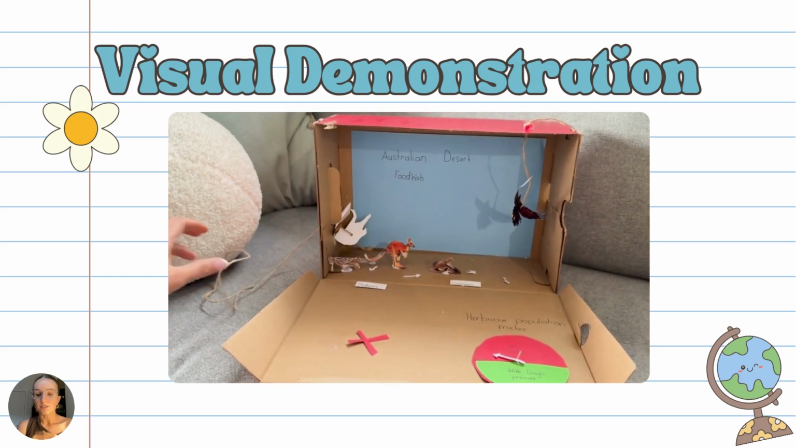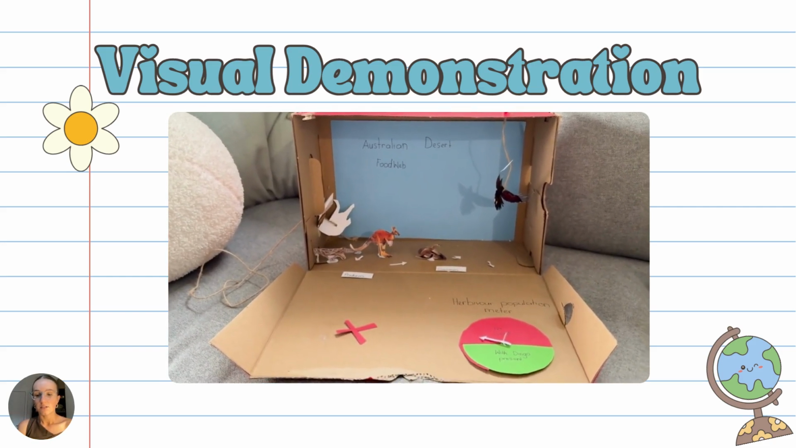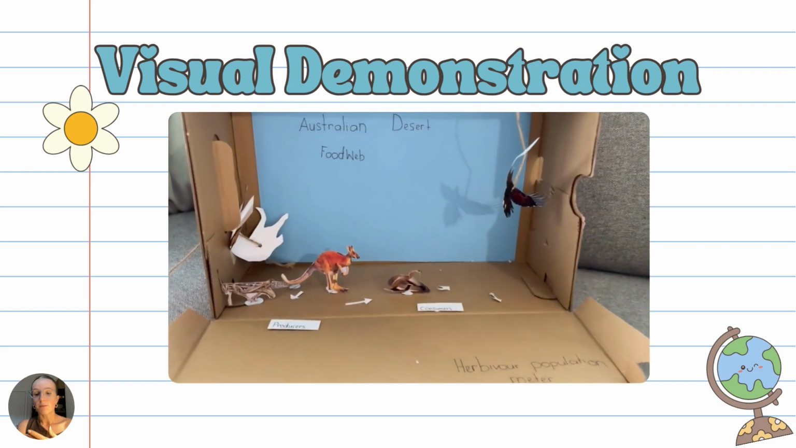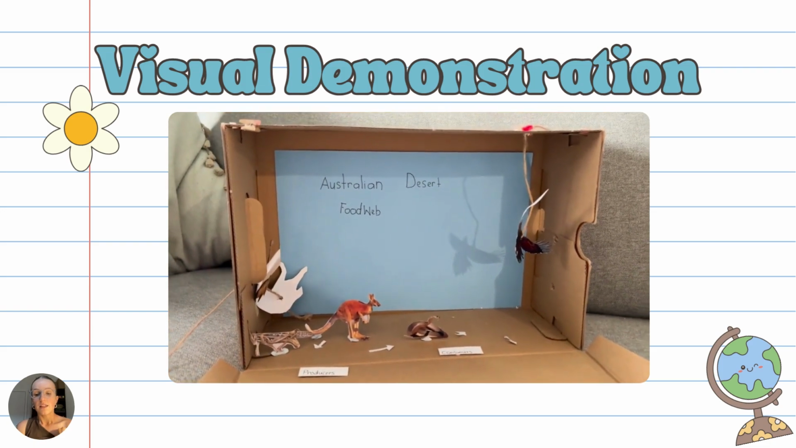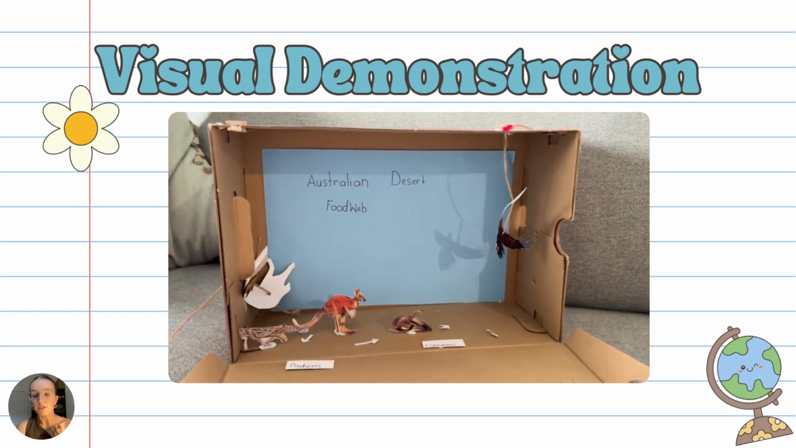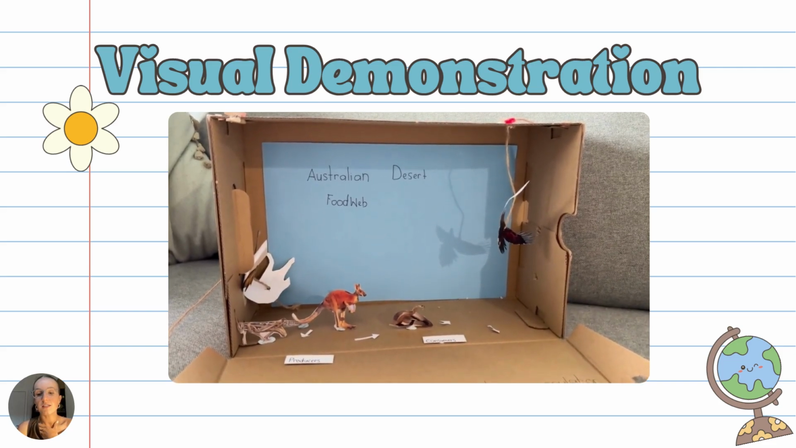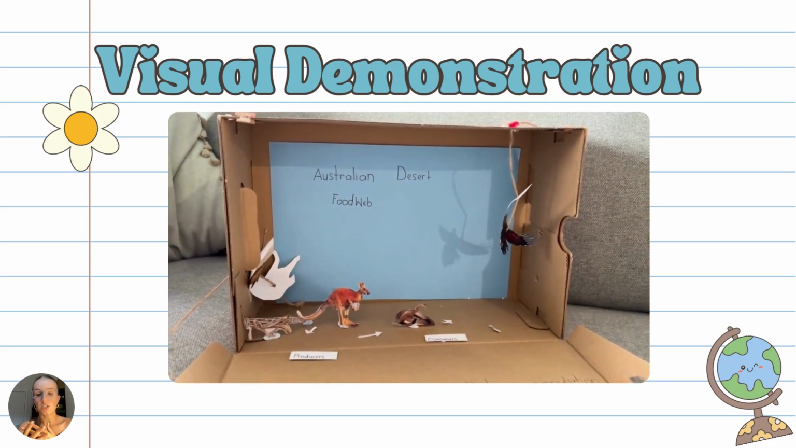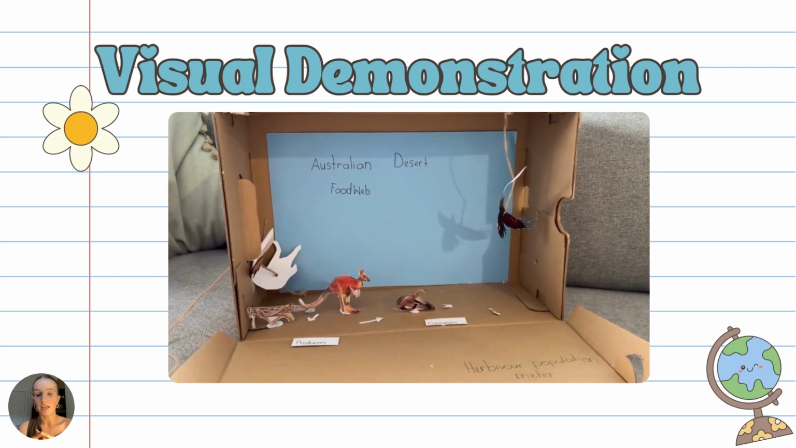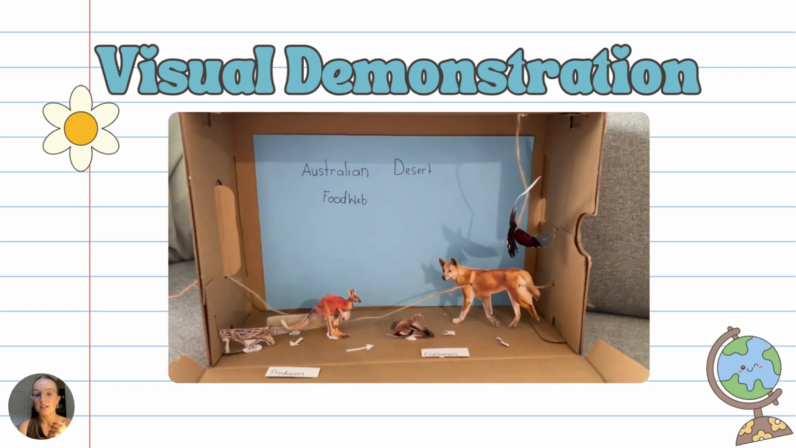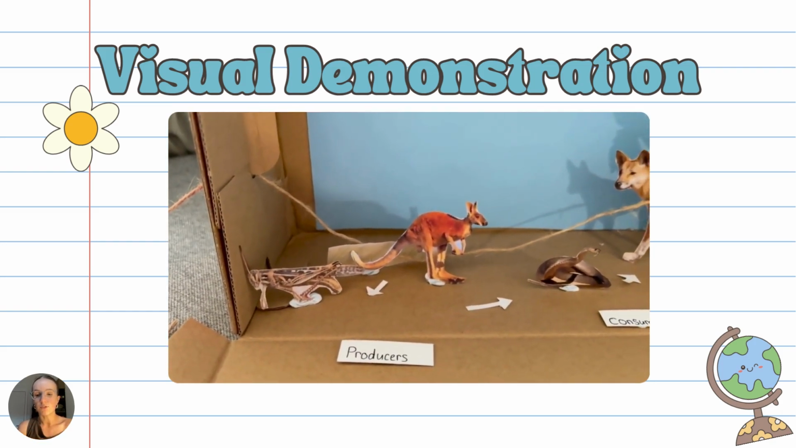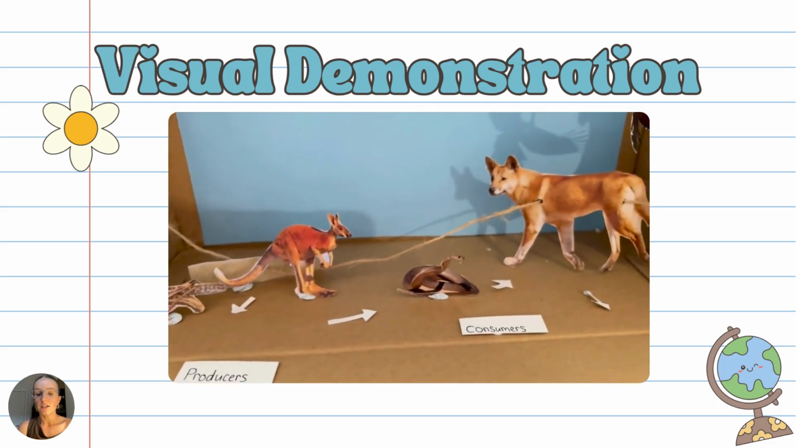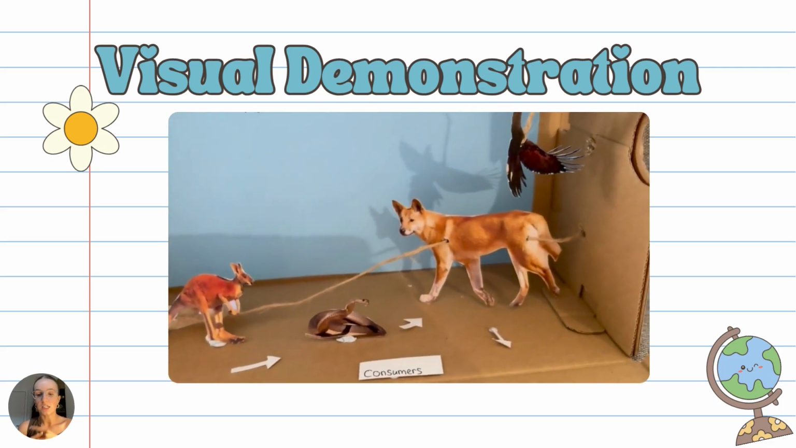When the dingo is removed, the balance is lost. The kangaroo and rabbit populations grow rapidly because there's no predator keeping the numbers down. They start to overgraze, eating too much of the grass and plants, which causes vegetation levels to drop and the land to dry out. As the plants disappear, small native animals lose their food sources and places to hide, so their populations begin to fall.